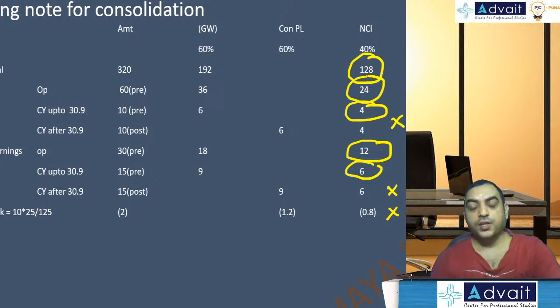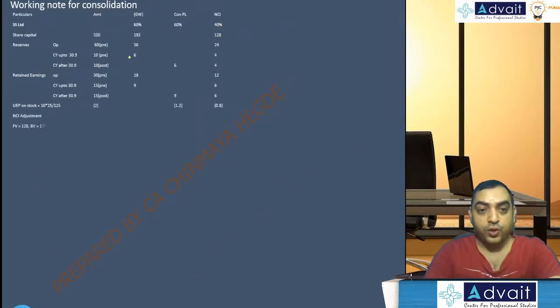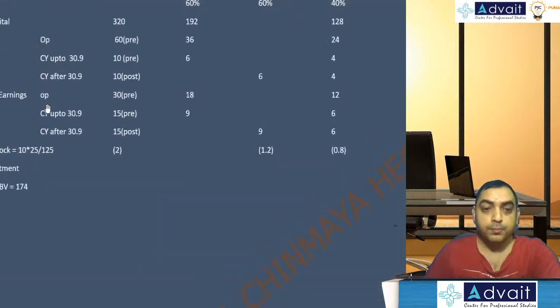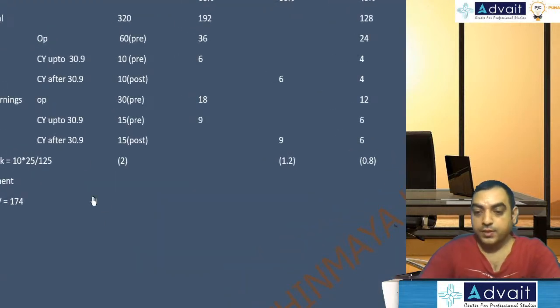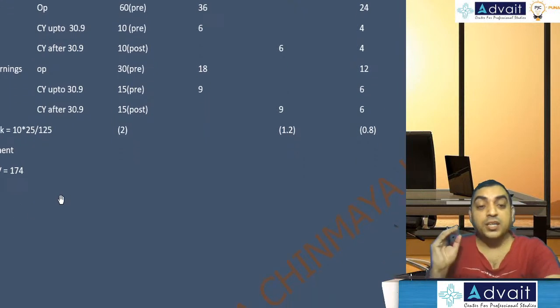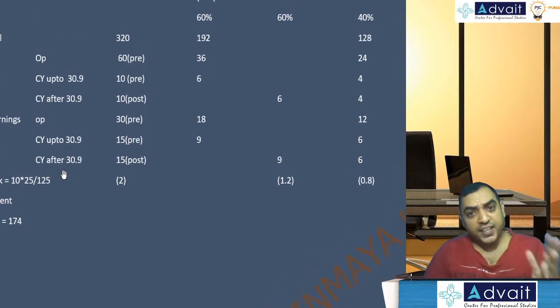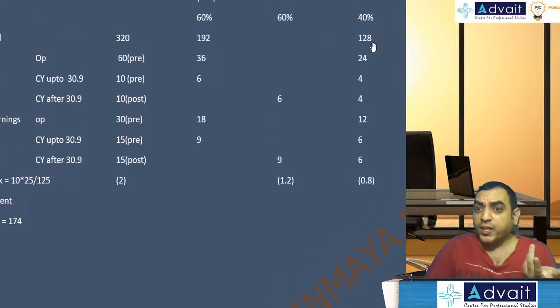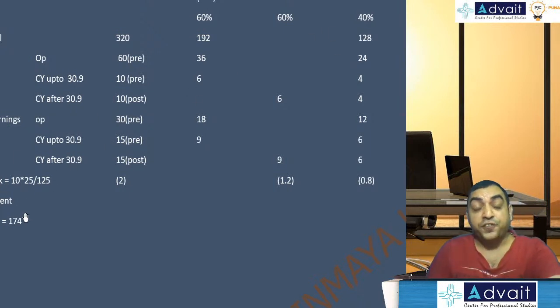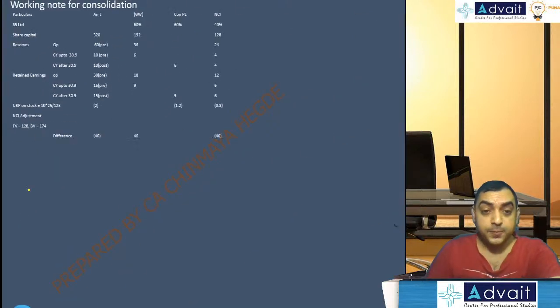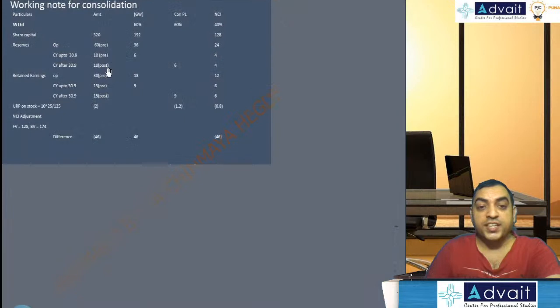What is the total of this? 128, 24, 4, 12, 6. Okay, I'm getting 174. Now 174 is the book value of NCI, right? But what is the fair value? They said fair value, take it as face value. What is face value? 128. Face value is 128. Book value is 174. So what is the difference? The difference is 46. And what we should do with respect to 46?